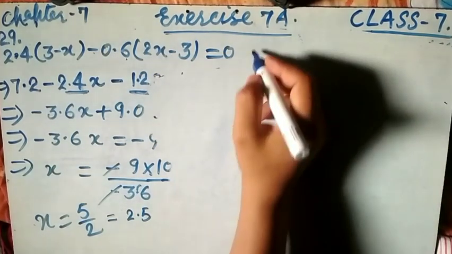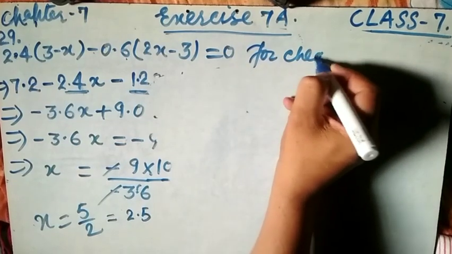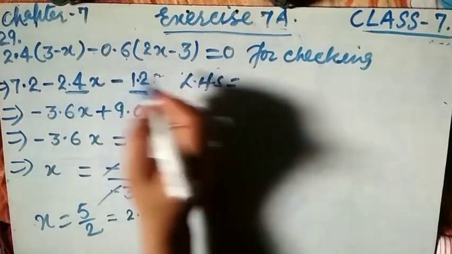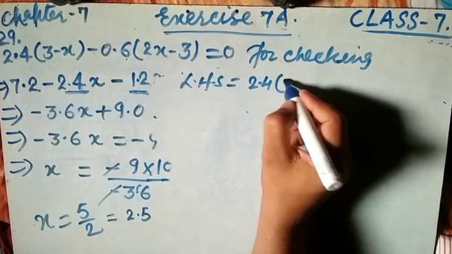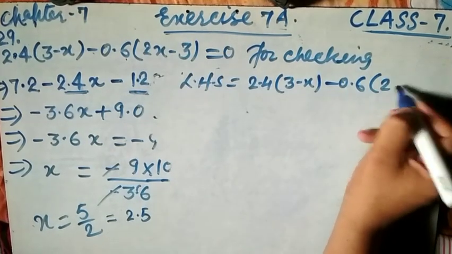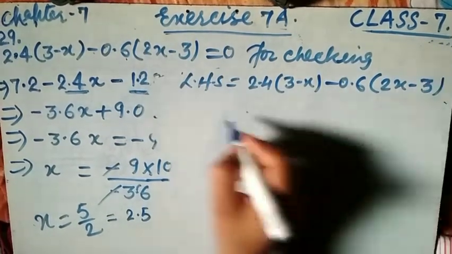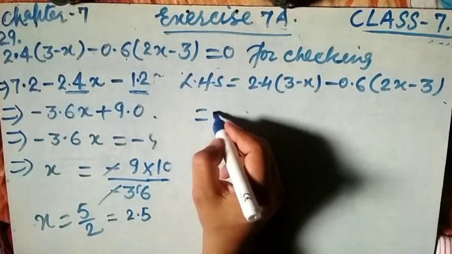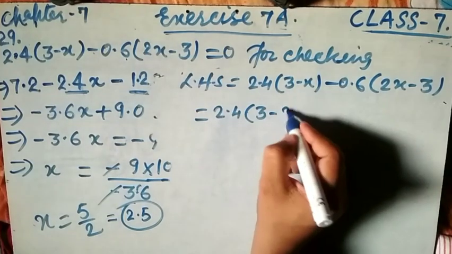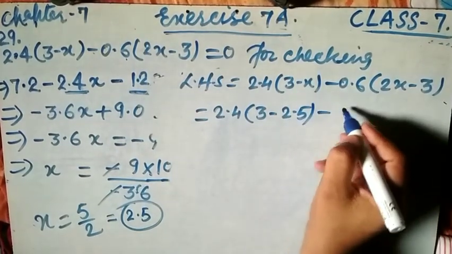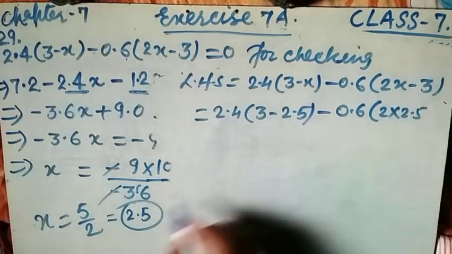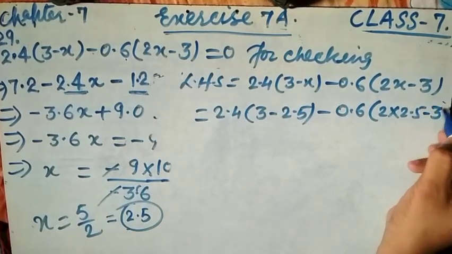Now friends, for checking, write the left hand side: 2.4 times 3 minus x, multiplied by minus 0.6 times 2x minus 3. We have to put the value of x in place of x here. 2.4 as it is. Now 3 minus 2.5, then 0.6, now 2 multiplied by 2.5, because the value of x is 2.5, minus 3, close bracket.